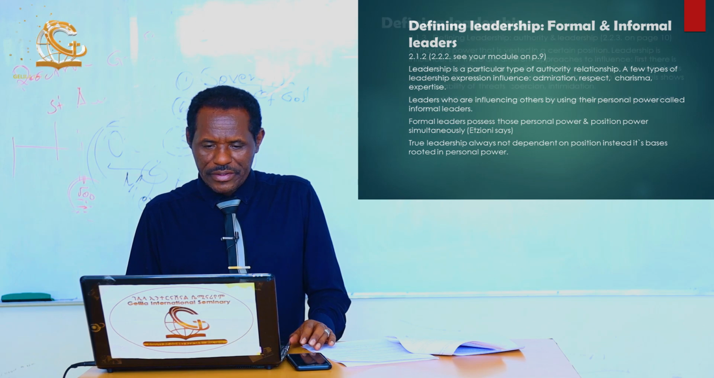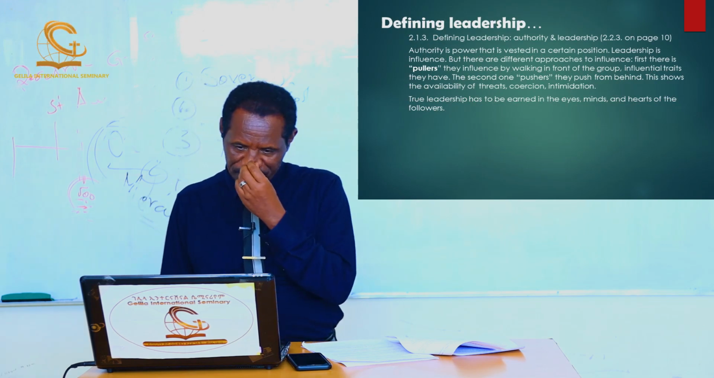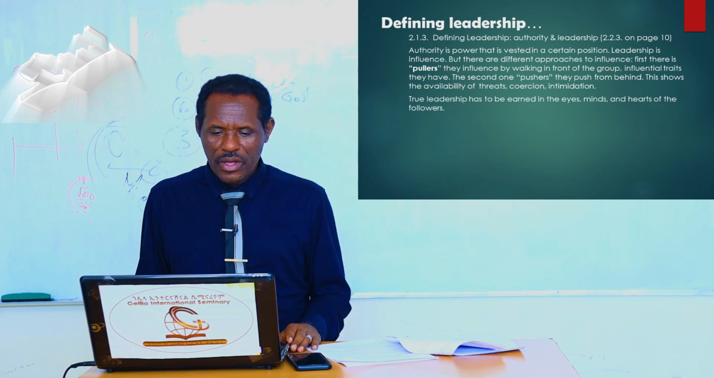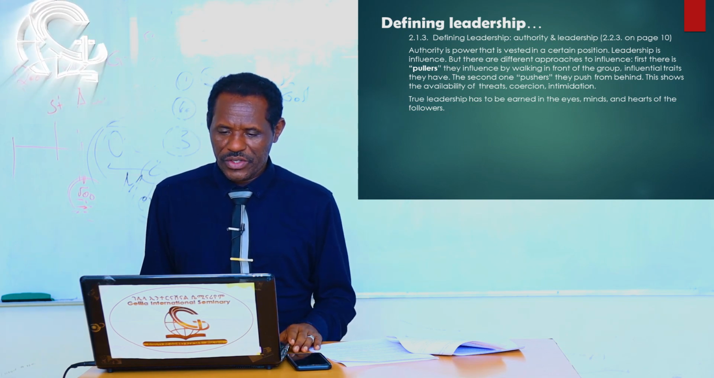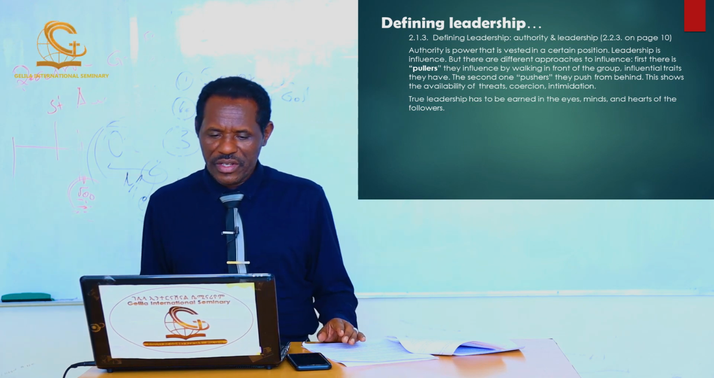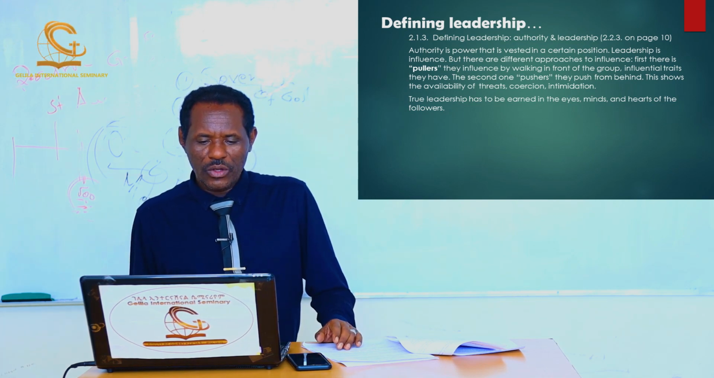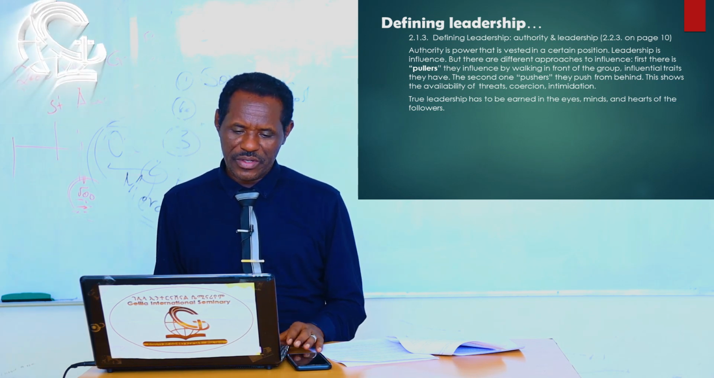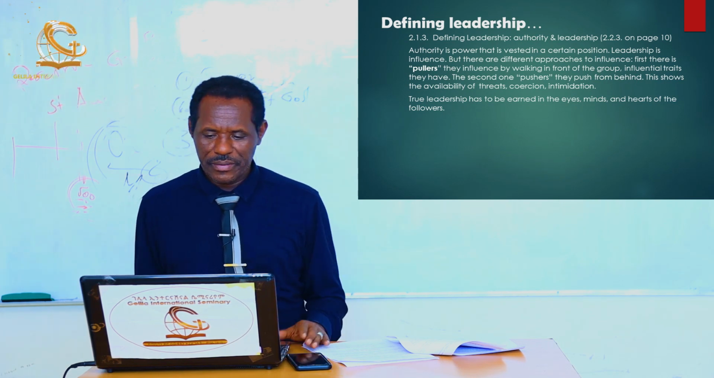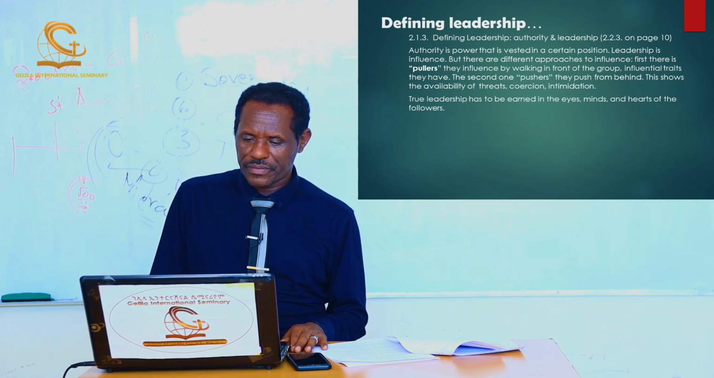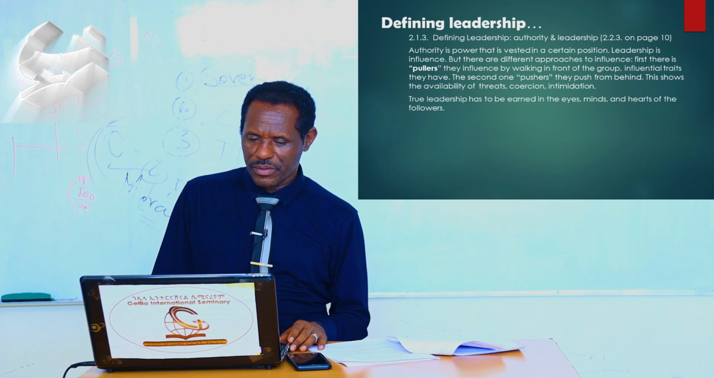Informal leaders. Define leadership. Formal and informal leaders, as we mentioned earlier. See your module on page 9. Define leadership, authority and leadership. Authority is power that is vested in a certain position. So a leader without authority is nothing. So he has authority. It's vested in a position.